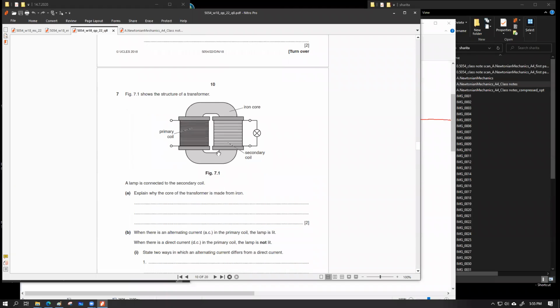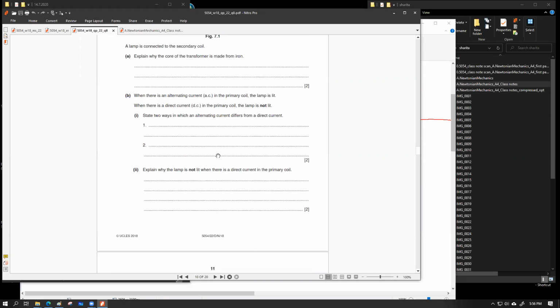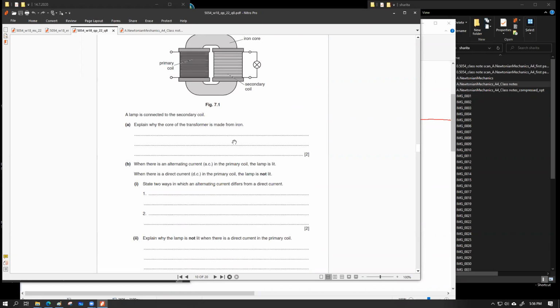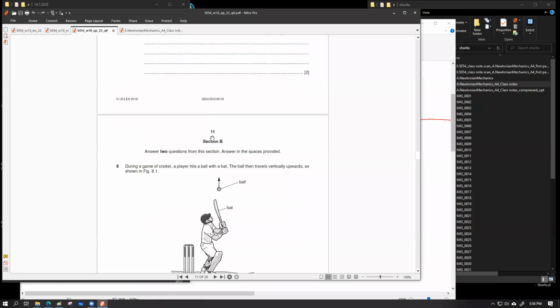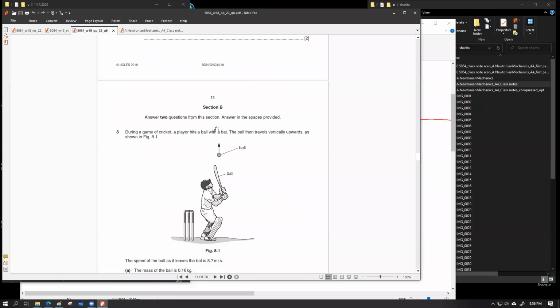So over here, up to question number 7, they are finishing section A. You are expected to answer all the questions from this section in paper 2. Then comes section B. In section B, you're going to have 3 questions, and you should choose between these 3 questions. There is a sequence that I always prescribe to the kids to go for the exam, which I'm going to tell you in a bit, but have a look. Section B is starting: answer 2 questions from this section, answer in the spaces provided.